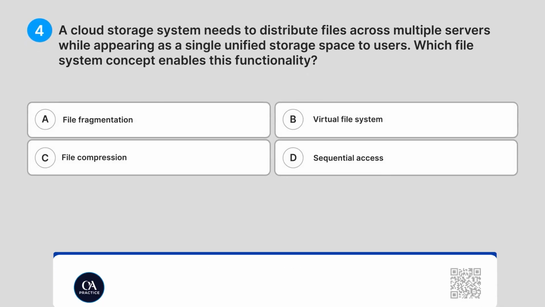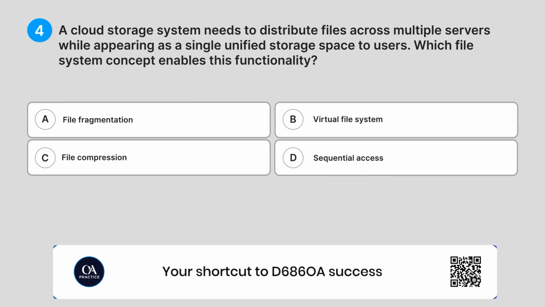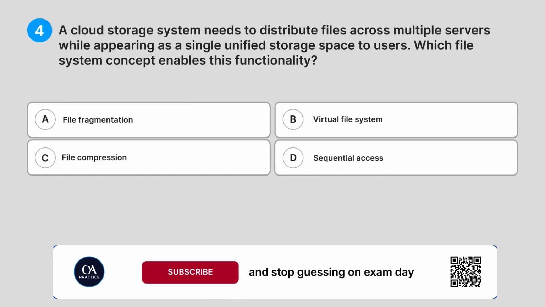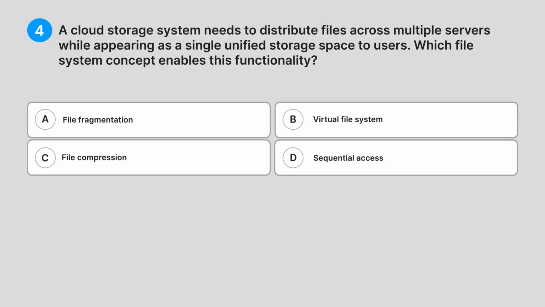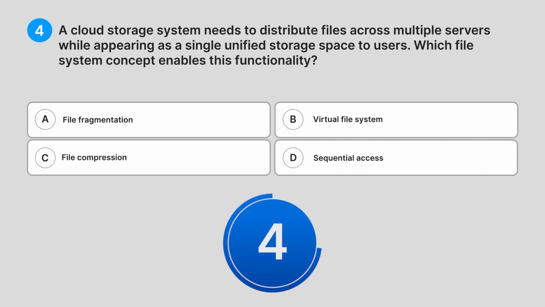4. A cloud storage system needs to distribute files across multiple servers while appearing as a single unified storage space to users. Which file system concept enables this functionality? A. File fragmentation. B. Virtual file system. C. File compression. D. Sequential access. Do you know the answer?